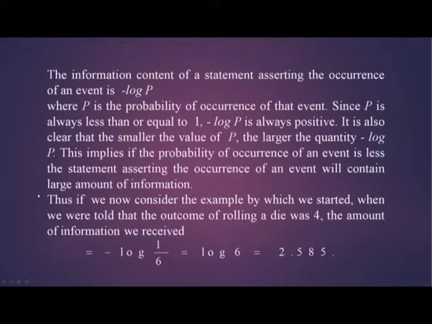So, this observation suggests that the information contained in a statement asserting the occurrence of an event depends on the probability of occurrence of the event. The information content of a statement asserting the occurrence of an event is minus log p, where p is the probability of the event.